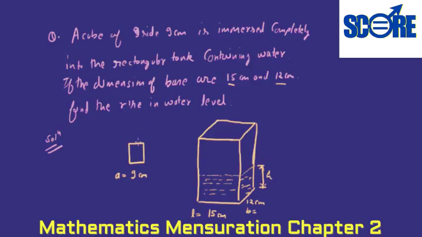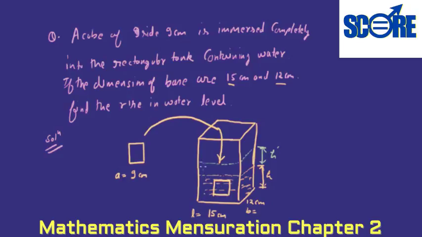Now when we immerse this cube into this water, what will happen? Due to immersing of this cube in this water, the water level gets increased. Let's say the water level is up to this position. Let's say that this is the increase in the water level due to the immersing of the cube. So let's denote it by h dash. This is the increase in the water level due to the immersing of the cube in the rectangular tank.